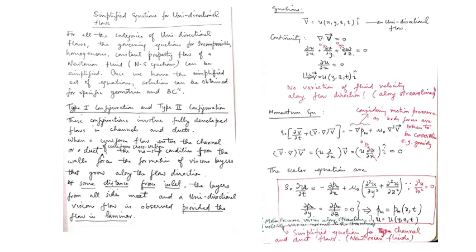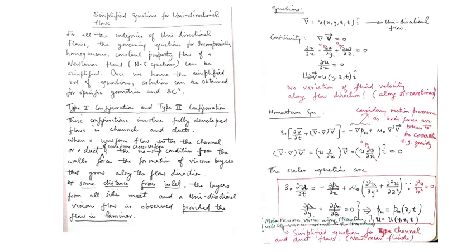So let us now shift our attention to the right. What is written is the general feature of unidirectional flow. It has a velocity vector given as u, a function of x, y, z and t, times i cap. Now this velocity field must satisfy the continuity equation as well as the momentum equations. So let us take them one by one.